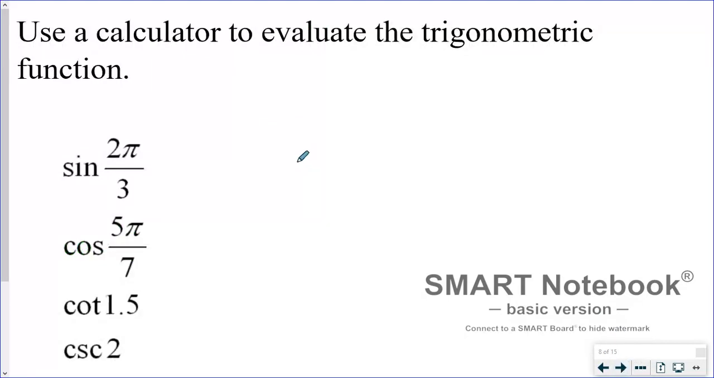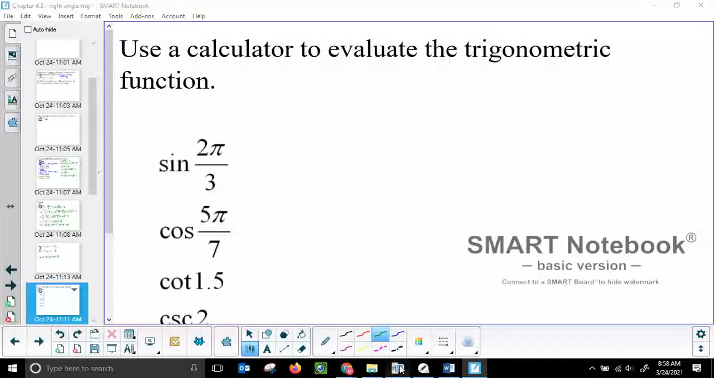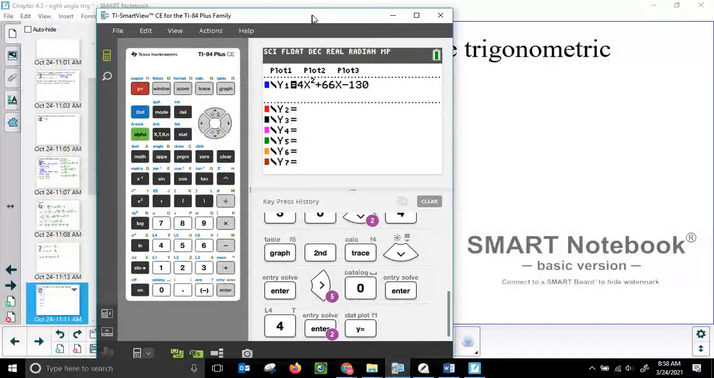Now let's use a calculator to evaluate some trigonometric functions. We can pull out our handy dandy calculator here.